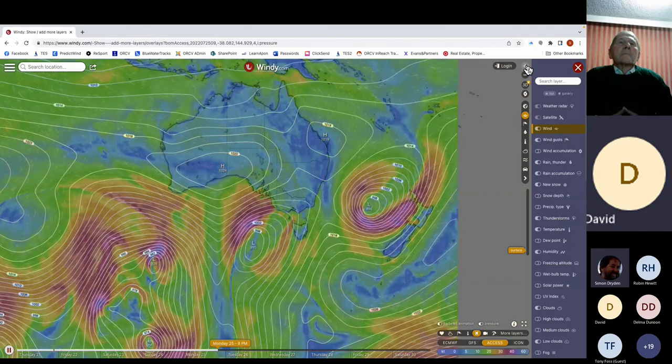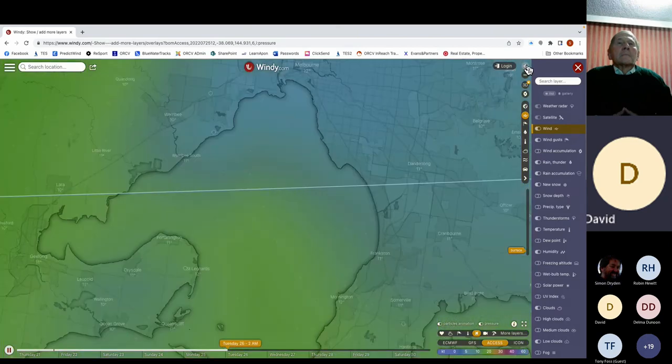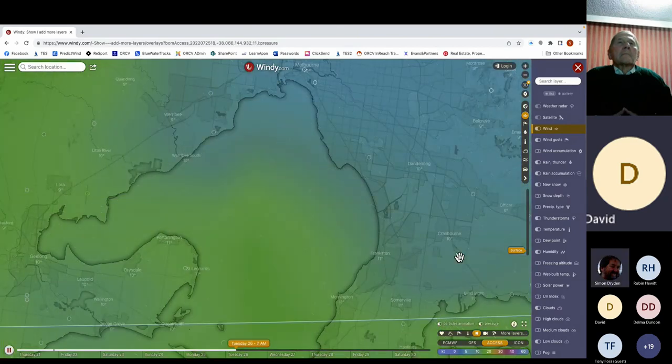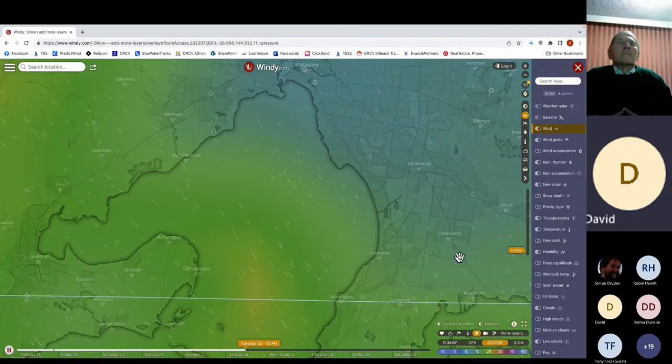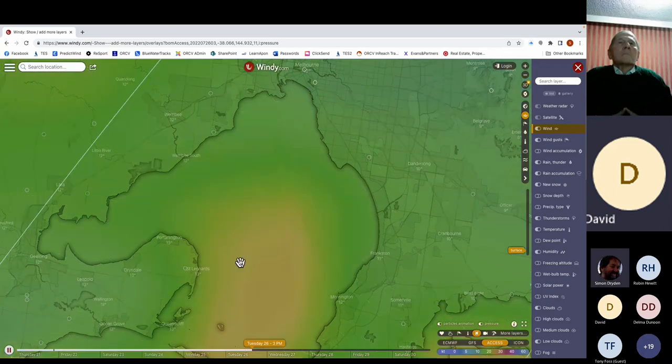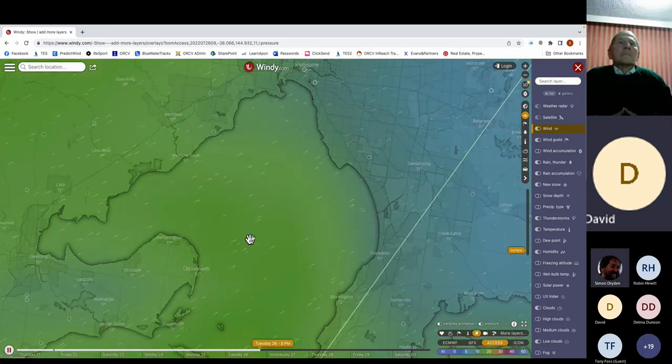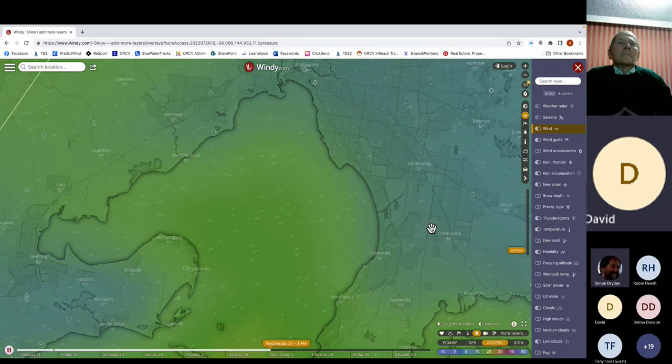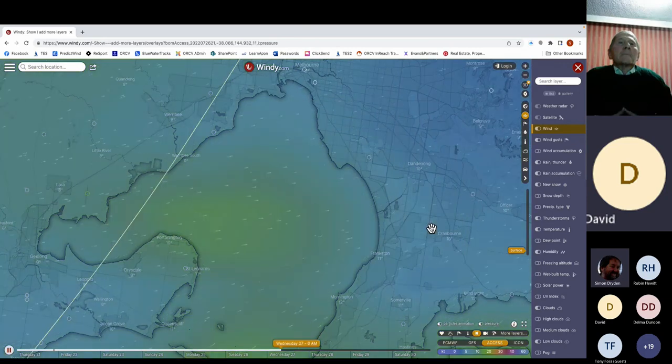But if you're just going around the bay in your zoom, you can see the winds as they change. And you can see by the colours of the winds here, they're talking about the different pressures and things that happen as you go through the system.